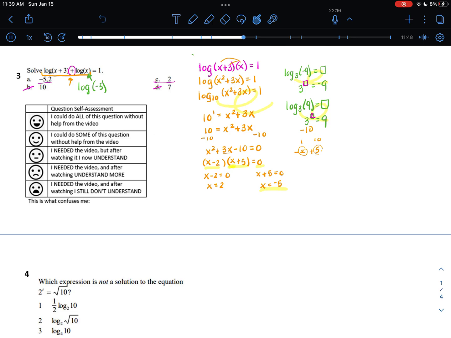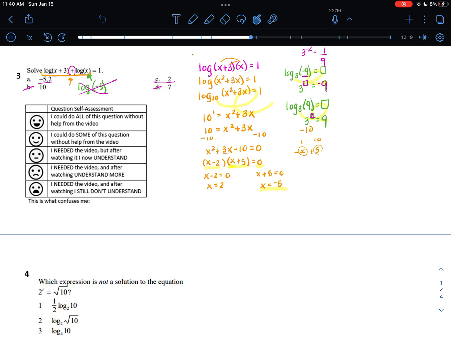However, at the top with the negative 9, I can't think of a power that's going to give me a negative 9. If I think of a negative exponent like negative 2, 3 to the negative 2 is going to give me 1/9. I'm not going to be able to take a logarithm of a negative number because it's not going to be valid for my expression. I can't come up with an exponent. It's undefined.